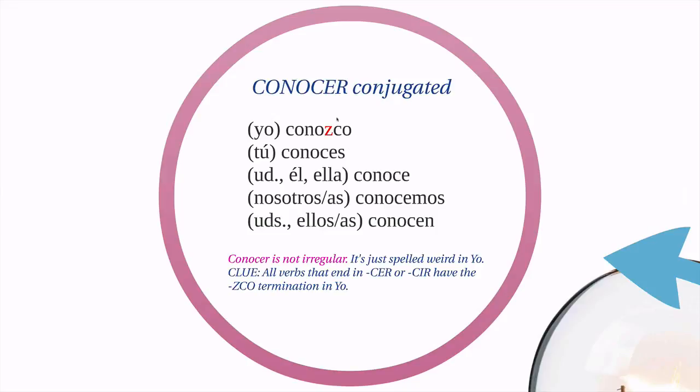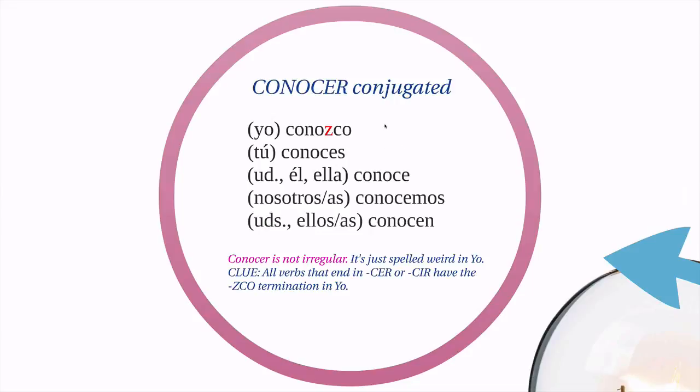And let's see why. It's conocer, right? So I don't want to say conocco, even though lots of kids, like I said in class, a little kid would say, yo conocco. No, we say yo conozco because we want that s sound, conocer, conozco. So we put in the zeta to make that C soft.